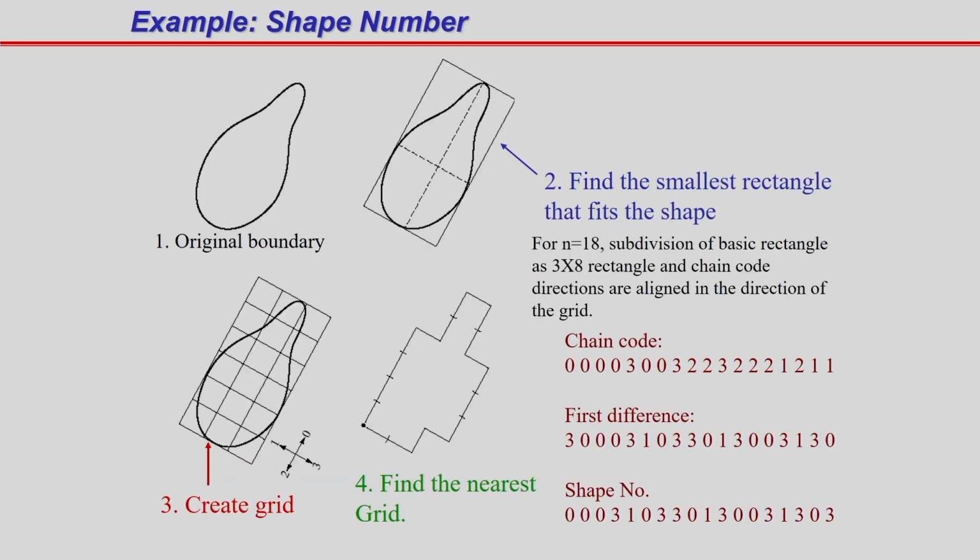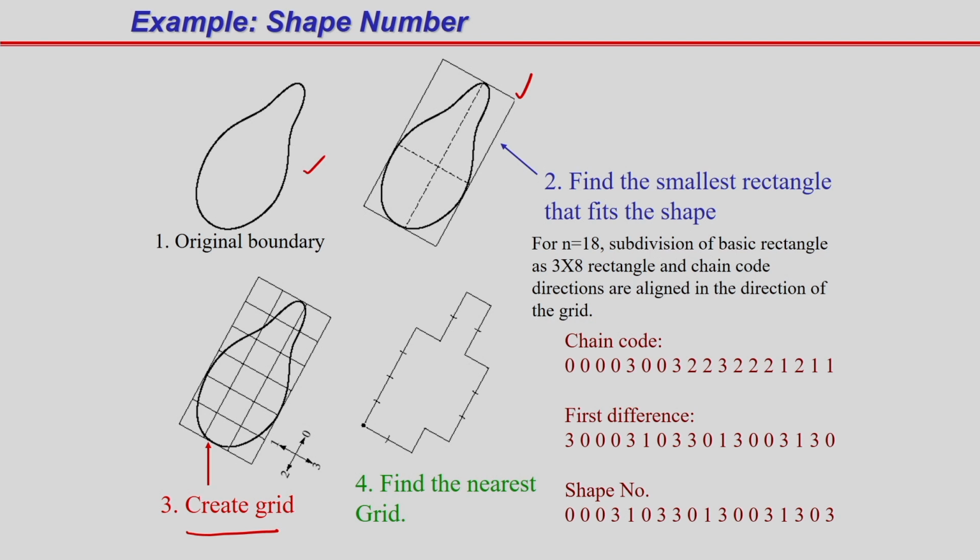So suppose I consider one arbitrary boundary, how to determine the shape number? So first I am considering one original boundary. After this, find the smallest rectangle that fits the shape. So I am finding one smallest rectangle that fits the shape. And after this, I am creating the grid. So you can see the third figure. I am creating the grid for n equal to 18.